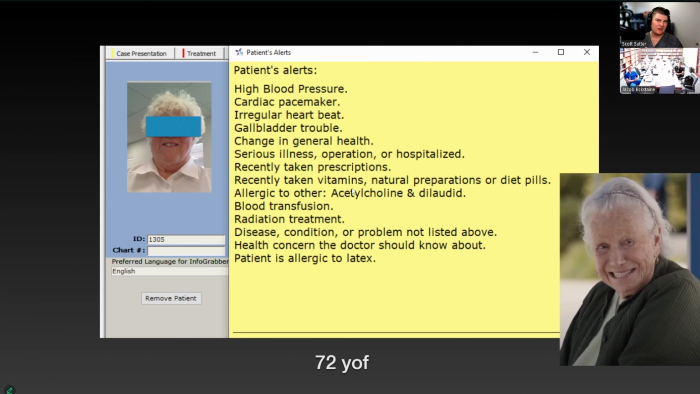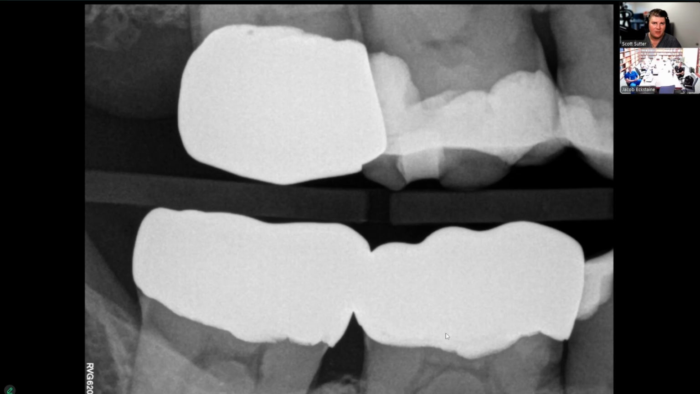I want to know the people who know that they're allergic to acetylcholine and Dilaudid. She's had a history. This should be a red flag right here. Like, something happened. Most people don't know what Dilaudid is. Does everyone here know what Dilaudid is? Dilaudid is what Oxy wishes it could be. It's one of the most potent and insane painkillers that makes everybody feel amazing, except for her, apparently. Radiation. She has other disease. And, of course, she has a latex allergy as well.